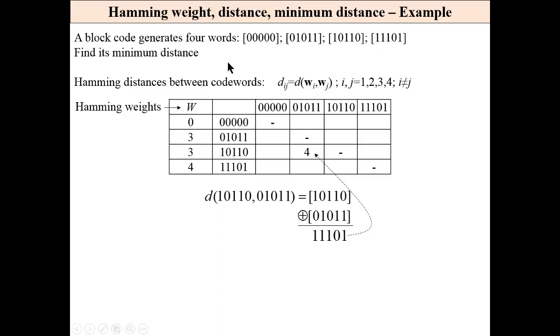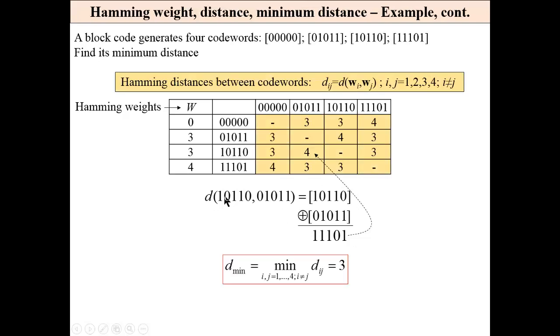This is an example. A code generates these 4 code words. They are aggregated in this table. In this column we have the weights of these 4 code words, and in this table we have the Hamming distances. So for these two, we have a Hamming distance equal to 4. For all others, we have distances aggregated in this table, as can be seen. The distance is 3 or 4. The minimum distance then is 3. For this code, the minimum distance is 3.